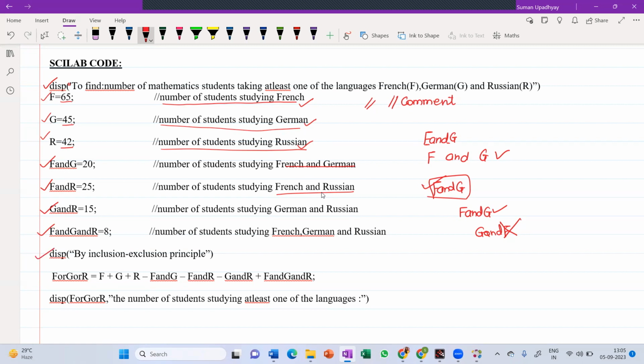Now, what is next? The first line stands for what is to find. The remaining lines stand for what all data we were given.